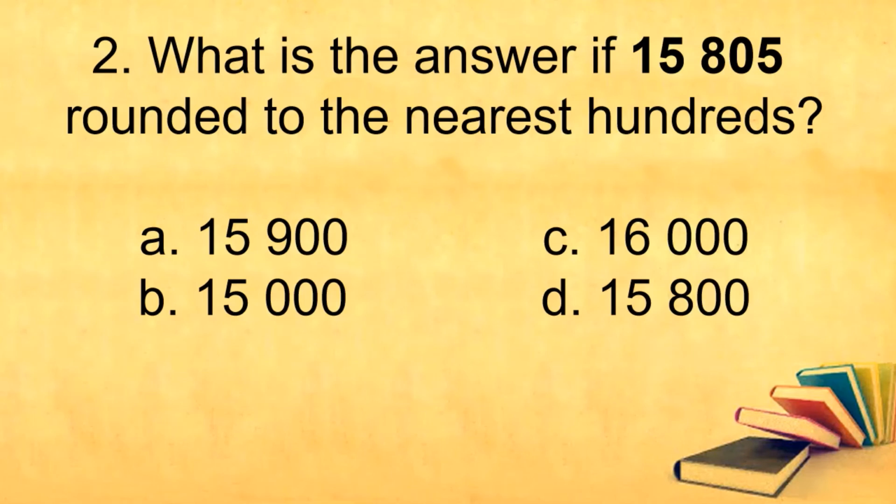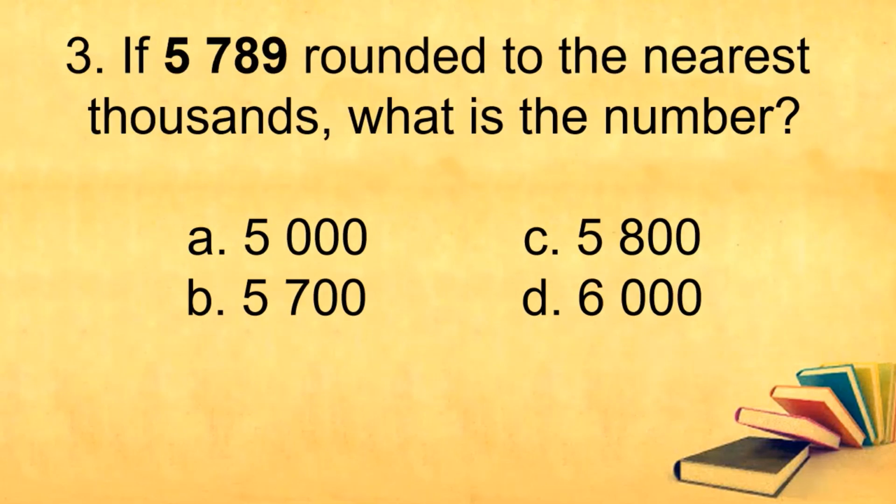Number 2. What is the answer if 15,805 is rounded to the nearest hundreds? A. 15,800, B. 15,000, C. 16,000, or D. 15,800. The correct answer is 15,800. Number 3. If 5,789 is rounded to the nearest thousands, what is the number? A. 5,000, B. 5,700, C. 5,800, or D. 6,000. The correct answer is D. 6,000.